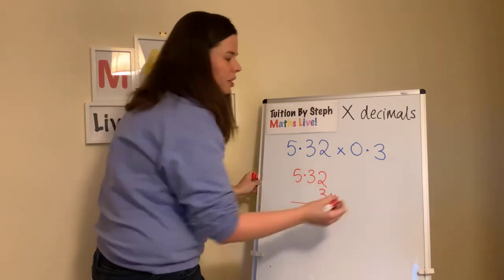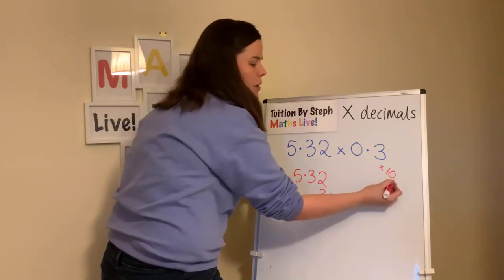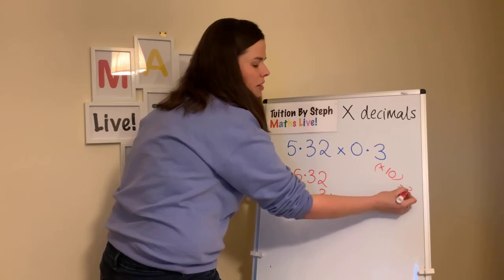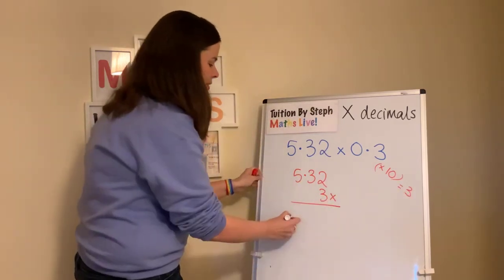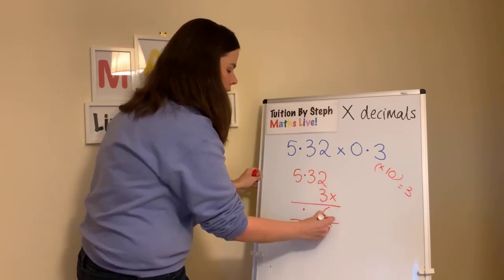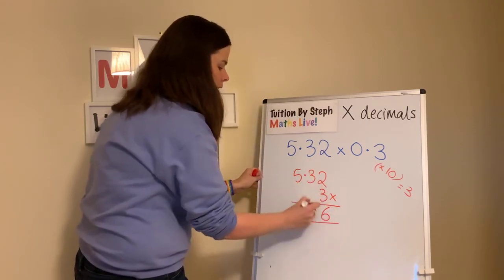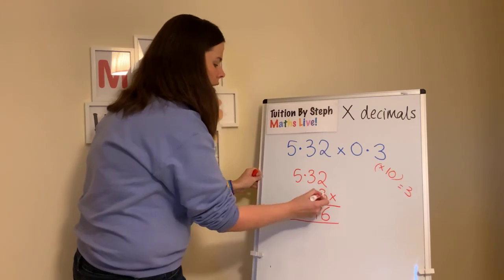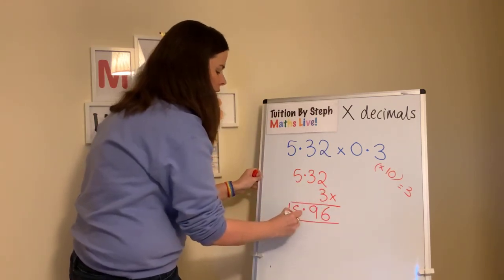Times it by 3. What we did, we times that by 10. That made it into 3. Okay. Decimal point. 2 times 3 is 6. 3 times 3 is 9. 3 times 5 is 15.